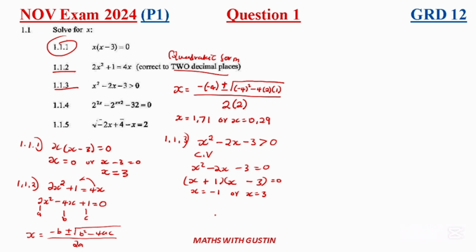Now let's have a look at the solution. Then we're going to have two possible solutions using our inequality sign. Either our value will lie between -1 and 3. If it's in between, you're going to express it like this: x greater than -1 and x less than 3. Or if it's lying outside, it means our value will have to be x less than -1 or x greater than 3.